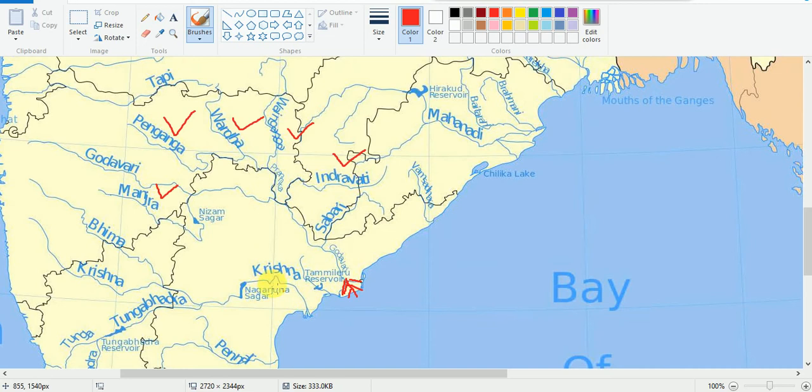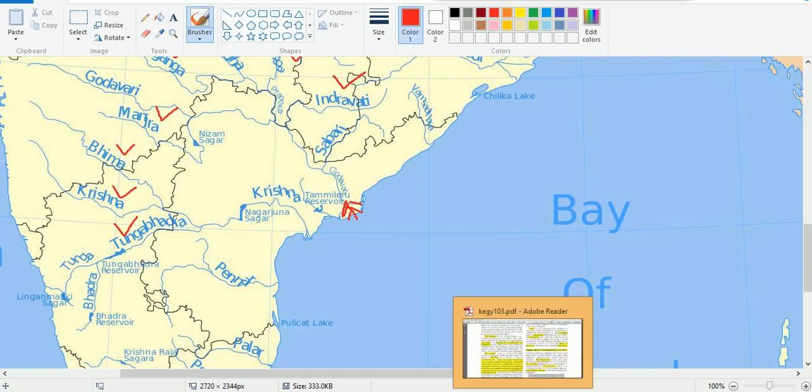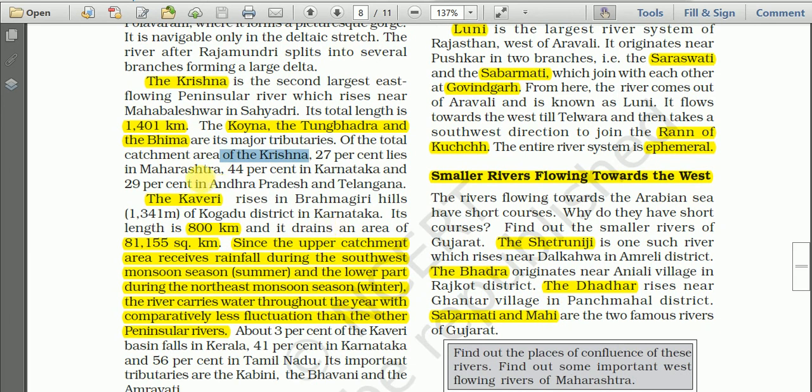Let us see here. Here we have the Krishna River. And here Tungabhadra is here, Bhima is here. Of course, Koyna is not mentioned here. So these are the three important tributaries of the Krishna River: Koyna, Tungabhadra, and Bhima. And of the total catchment area of the Krishna River, 27% lies in Maharashtra, then 44% lies in Karnataka, and 29% lies in Andhra Pradesh and Telangana.